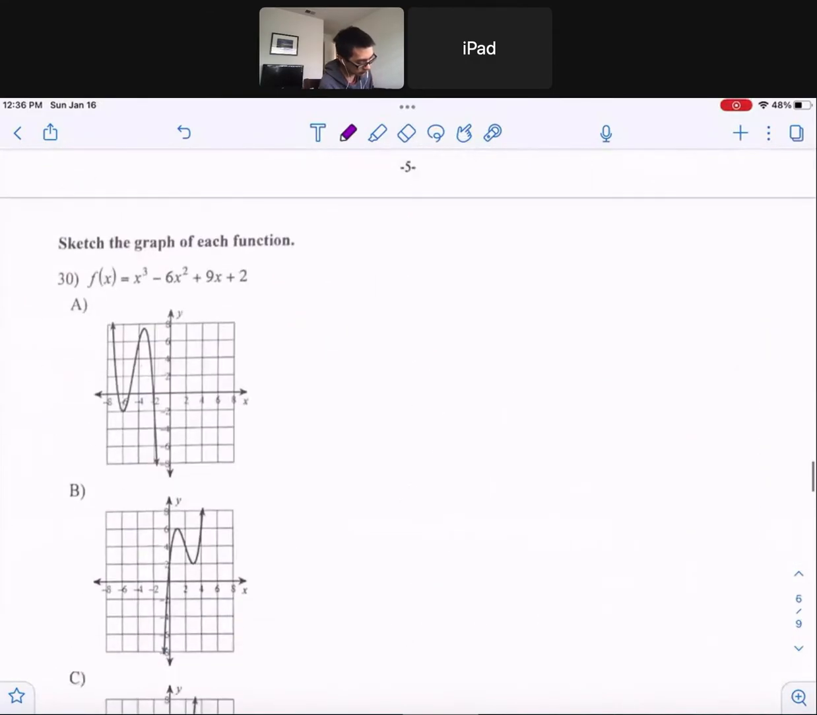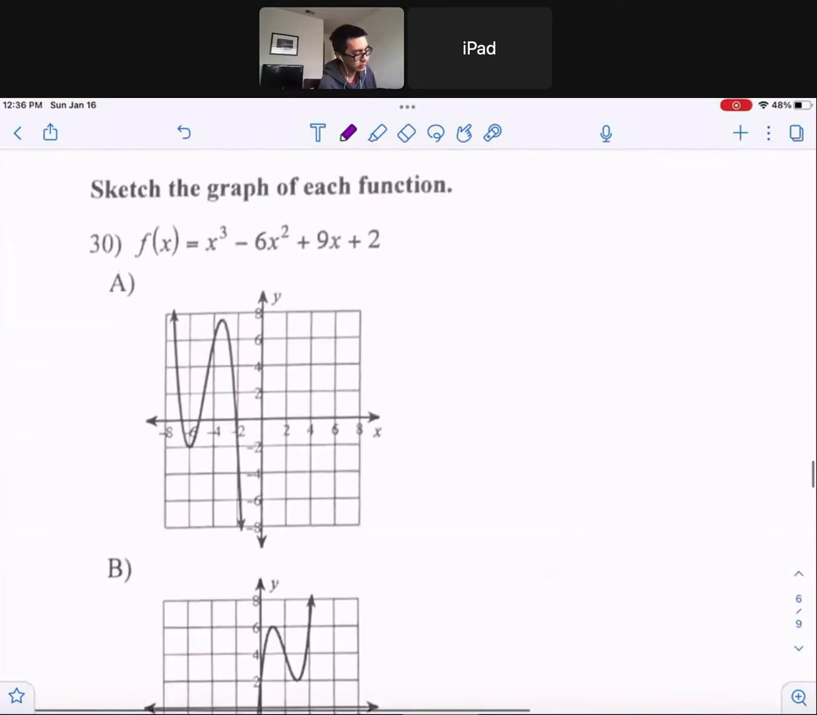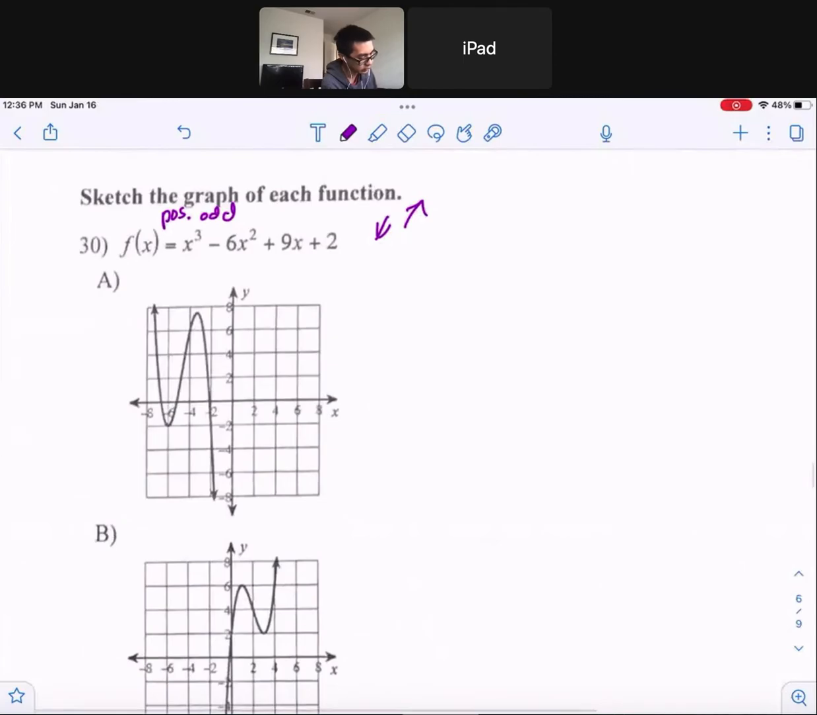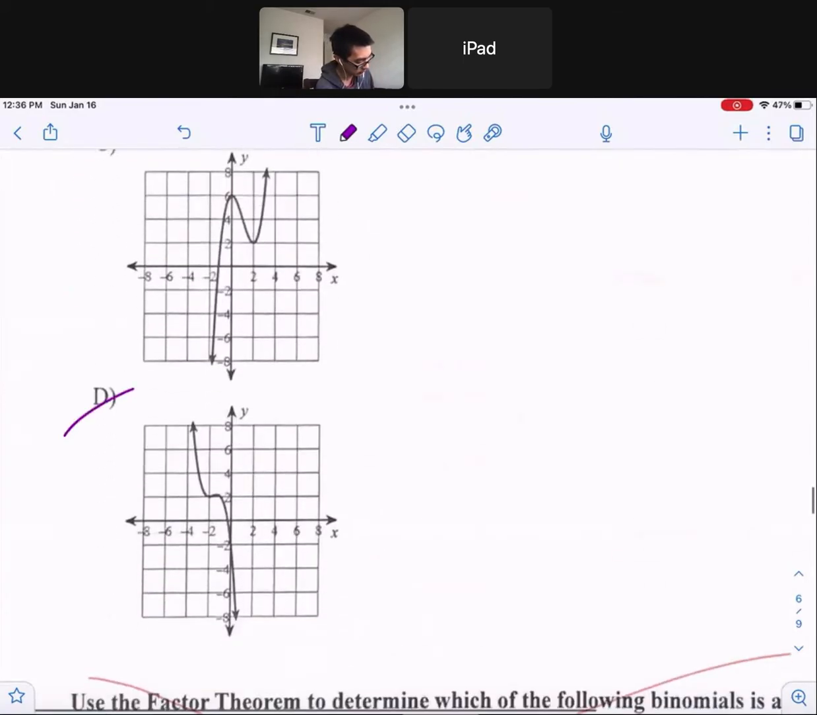Okay. For this one, look at your end behavior and look at some key characteristics of your graph. So it's positive, and it's an odd degree. So we know it's going down and then up. First of all, the first thing I would look for is which graph shows that the left-hand side is going down and the right-hand side is going up. Well, not this one, not this one.